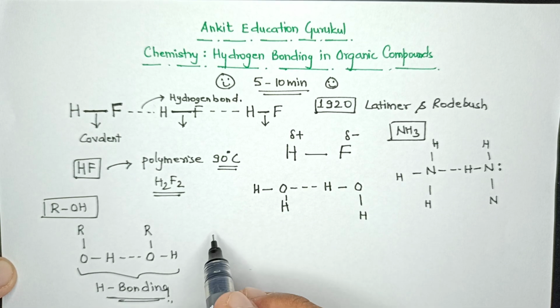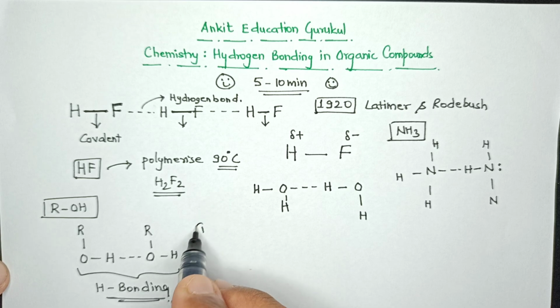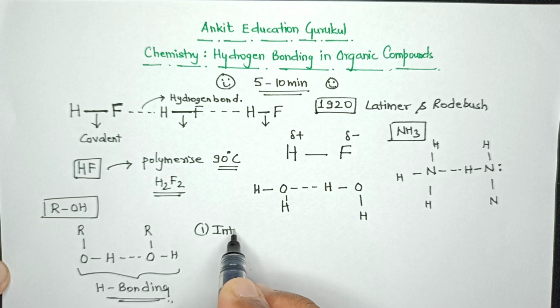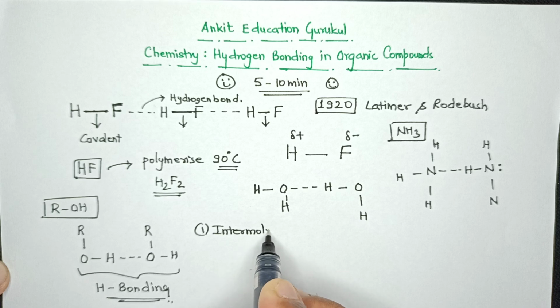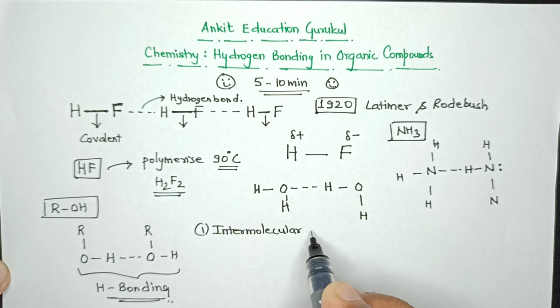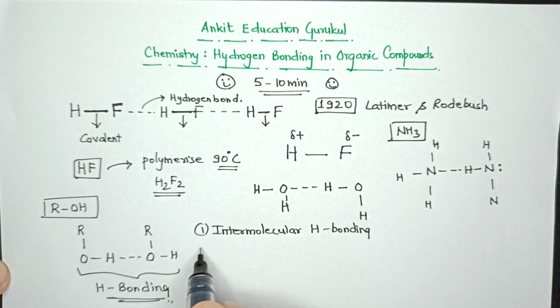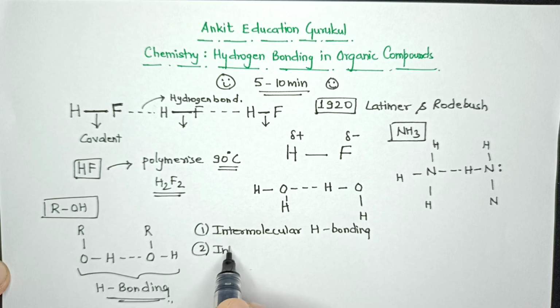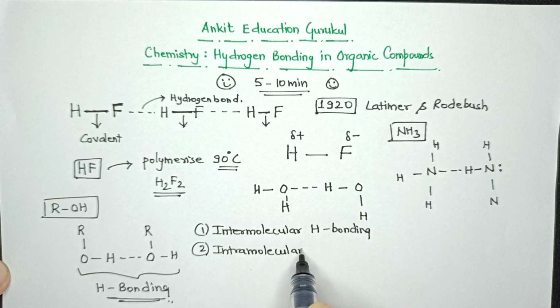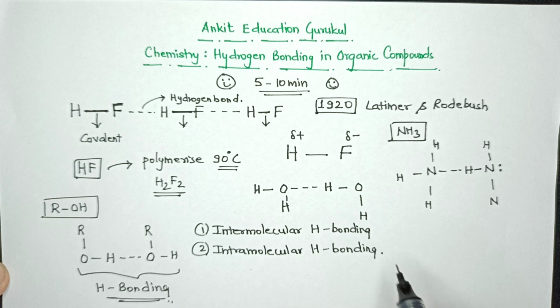Now there are basically two types of hydrogen bonding. The first one is called intermolecular hydrogen bonding, and the second one is called intramolecular hydrogen bonding. There is basically a difference in the way the atoms are attached to each other.